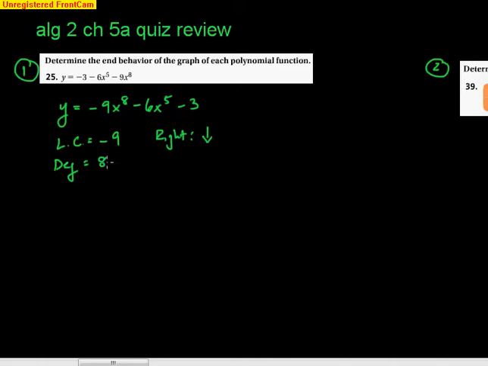Now, the question is 8 even or odd? 8 is even. Even means same. So even equals same direction. So if the right side's going down, so is the left side. And that's the end behavior for this graph.